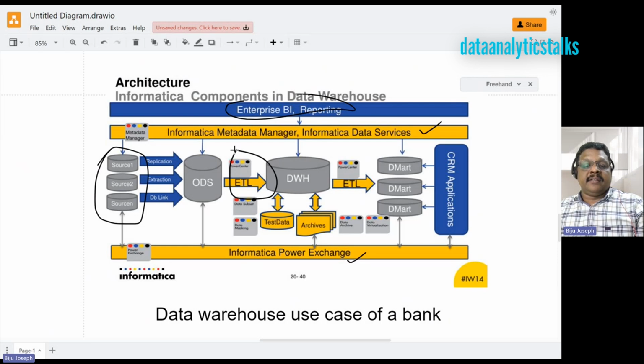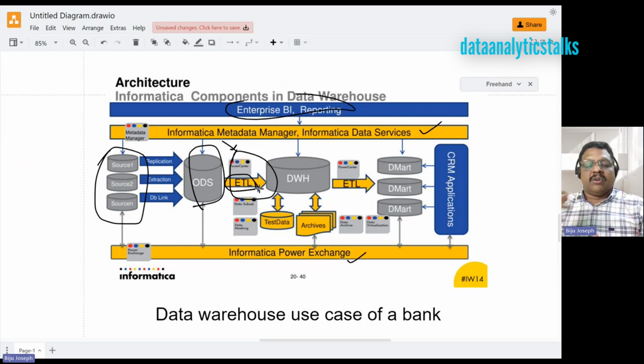ETL process happens here. This is basically PowerCenter, okay, and ODS is again a transactional data store, which is a consolidation of all the transaction systems, and from there the ETL tool picks the data and does all the ETL. ETL, as I said, is extraction, transformation, and load. Transformation can involve expression transformation, router transformation, join transformation, and numerous other transformations.